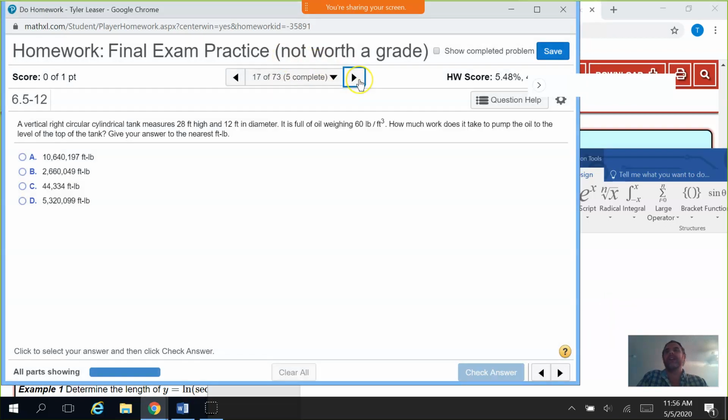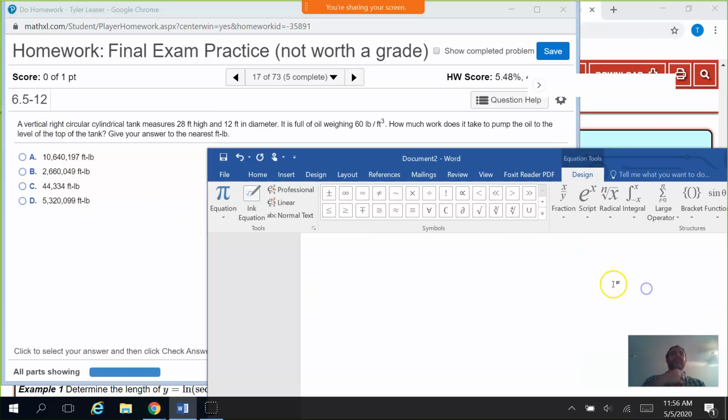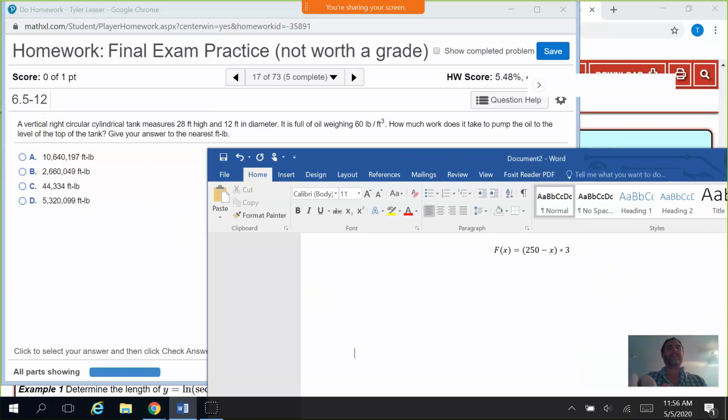Let's get into a really complicated one. Here, I know you guys love these. So here we have a tank. Inside this tank, we have a bunch of oil, and the density of that oil. How much work does it take to pump the oil to the level of the top of the tank? And then they give us a bunch of numbers. Okay, so let's do this. Pumping liquid.